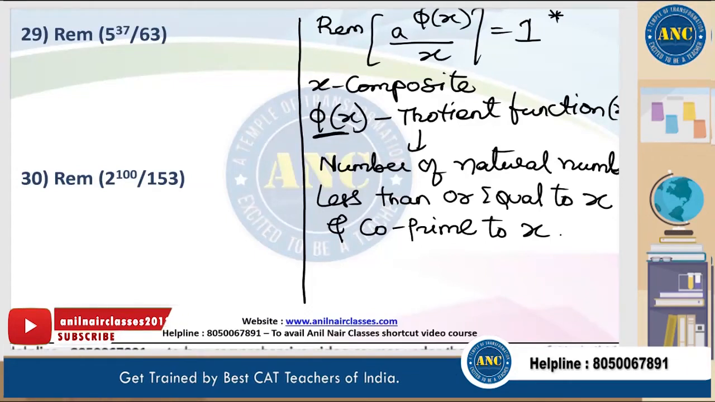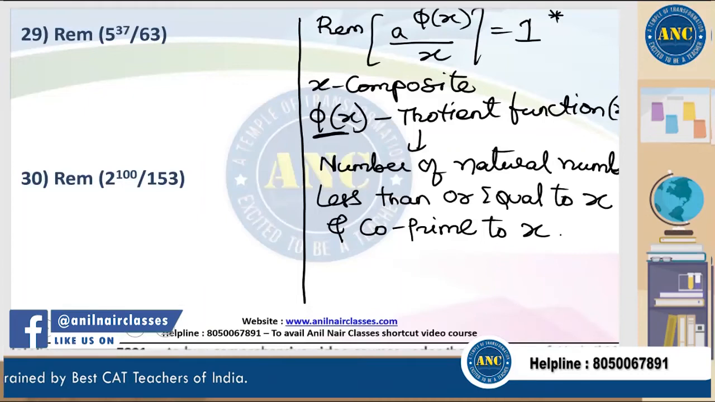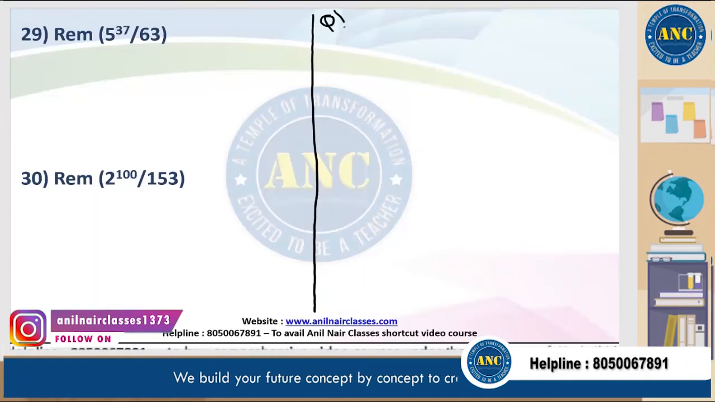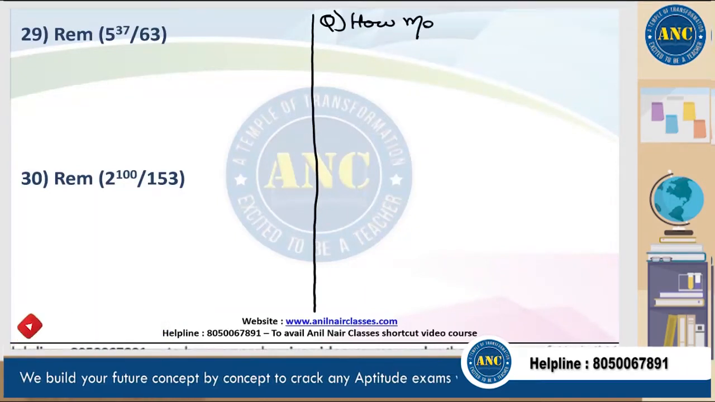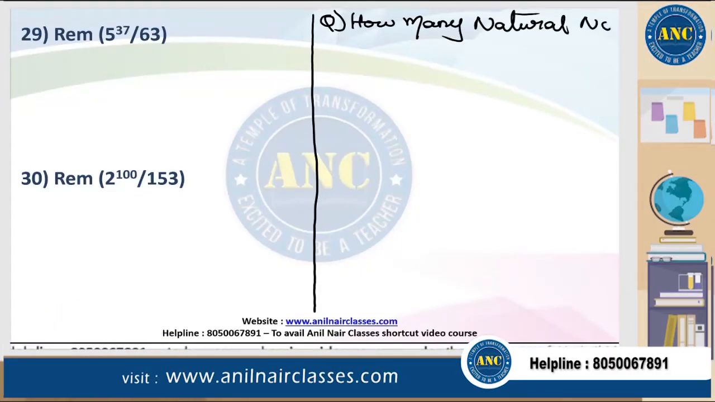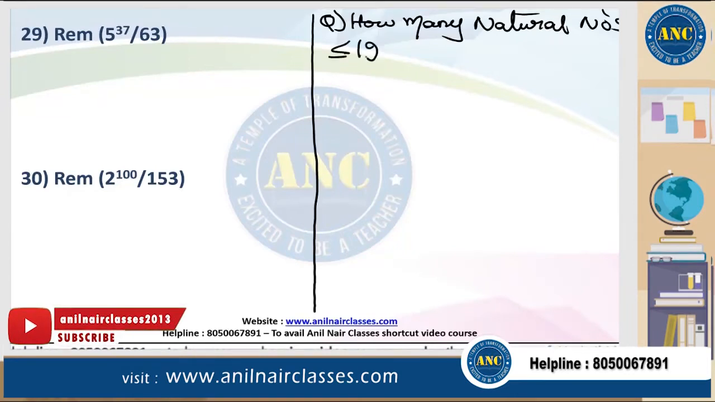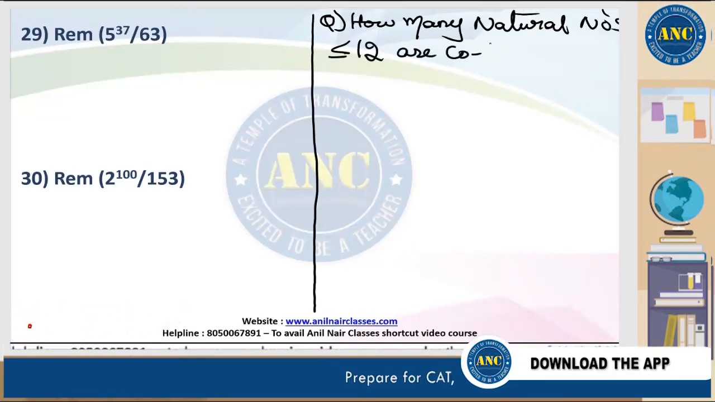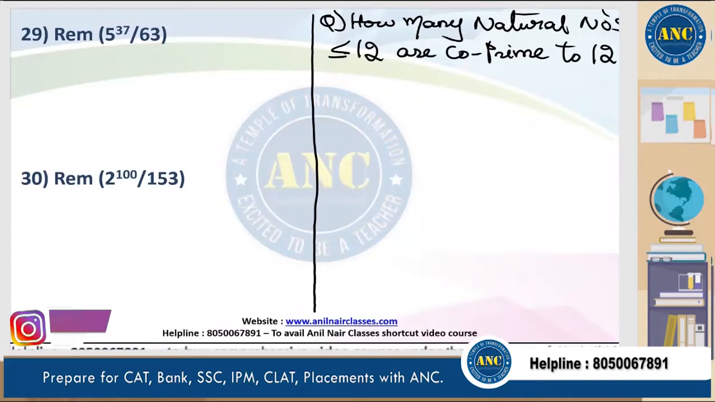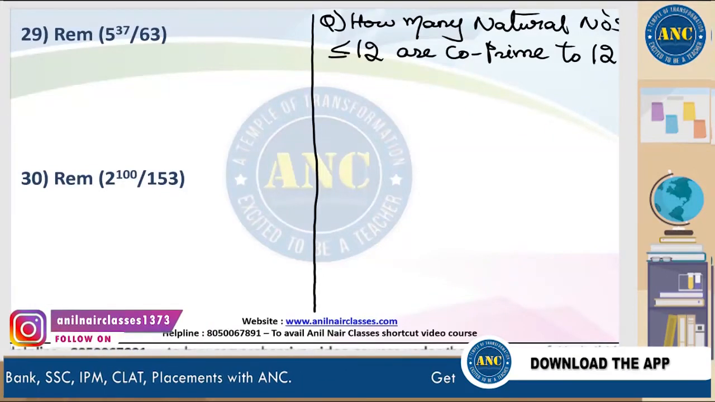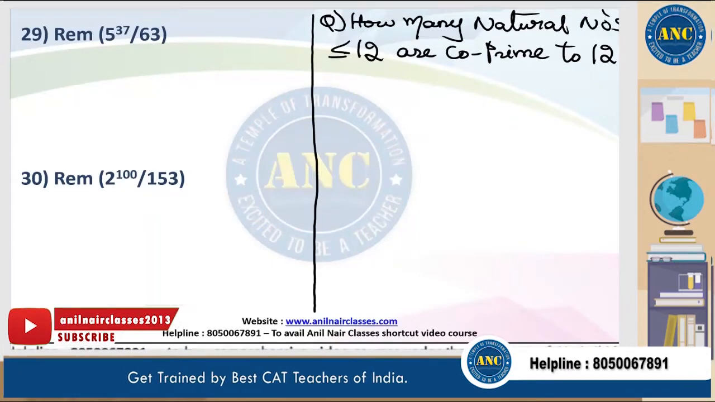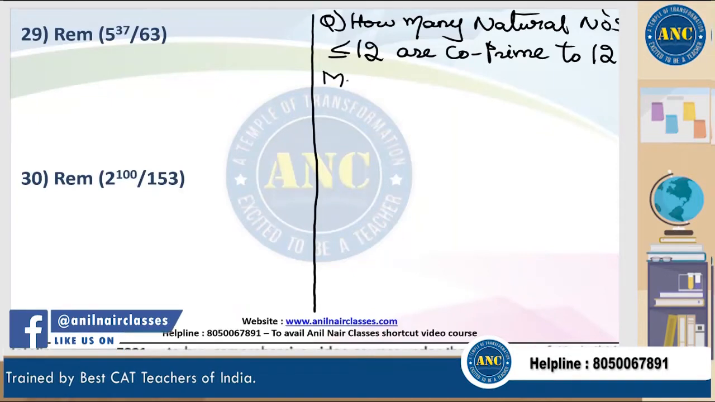Write down one example. This is the totient function. What is a totient function? We will do it. First question. How many natural numbers less than or equivalent to 12 are co-prime to 12? Please write down the first question. How many natural numbers less than or equivalent to 12 are co-prime to 12? Now see here. Method 1.